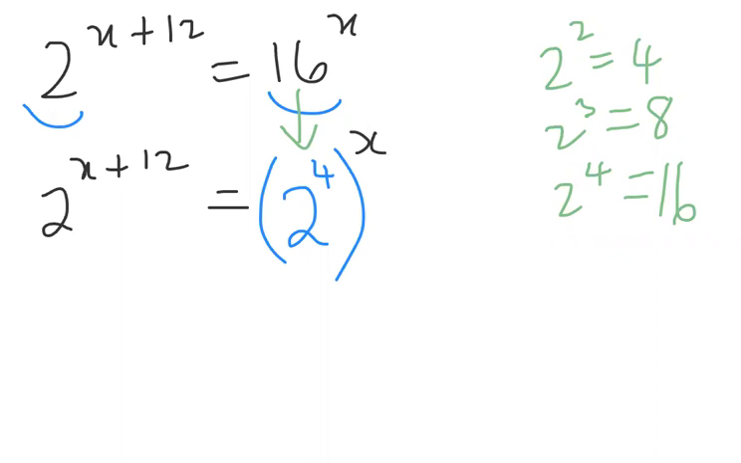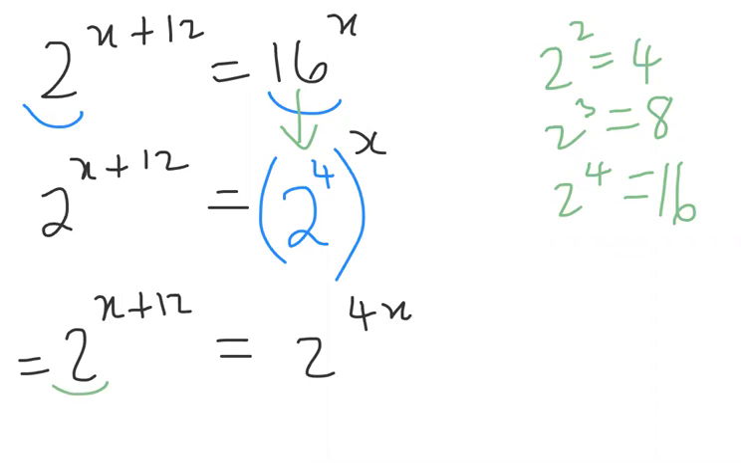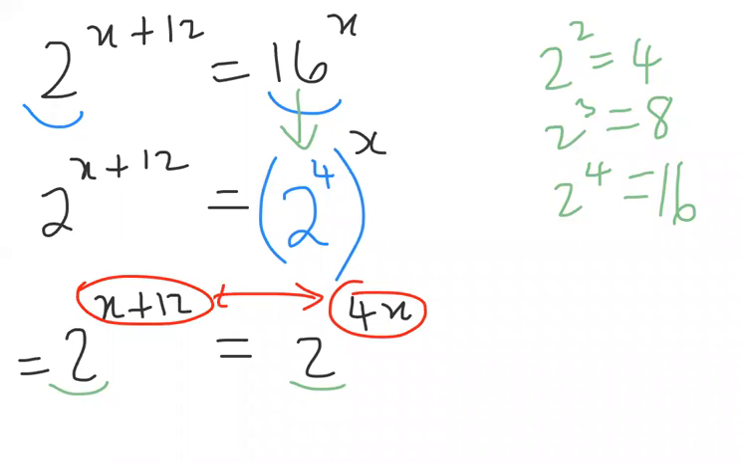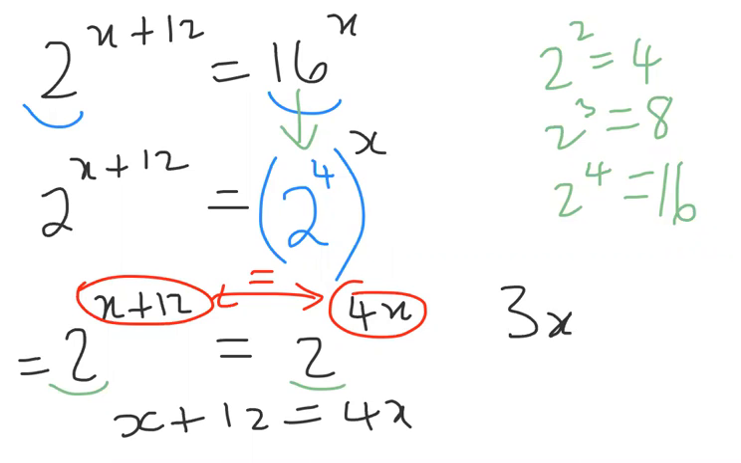All right, so let's simplify. 2 to the power x plus 12 equals, this is now 2 to the power 4x. And indeed, the 2's are the same. So that means the powers on top will equal each other. So that means x plus 12 equals 4x. And if you simplify, then 3x will equal 12. Then x will equal 4. So there we have that answer.